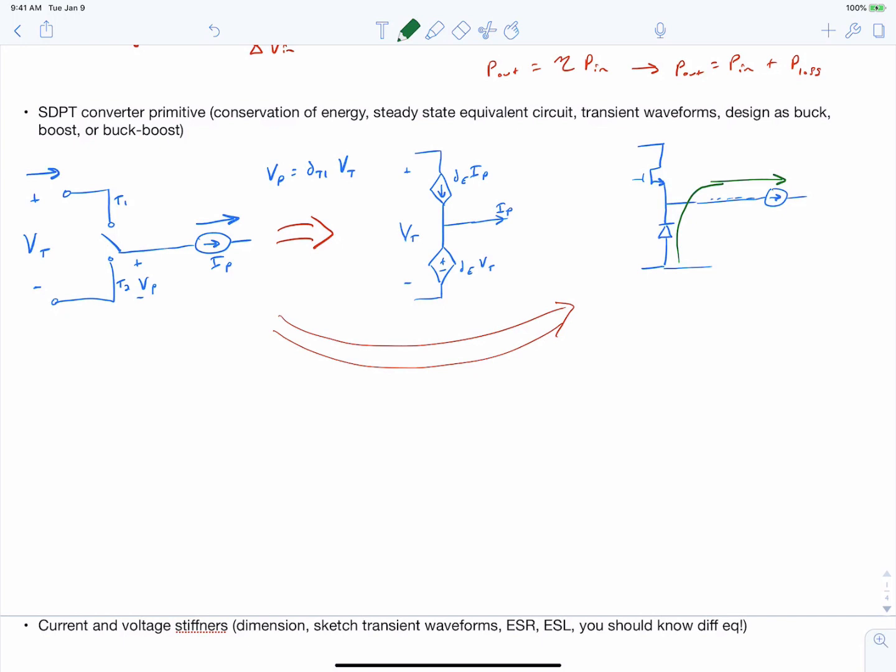However, if we had drawn the diode the other way, this would not work. You would cause some device to blow up. The circuit would fail.